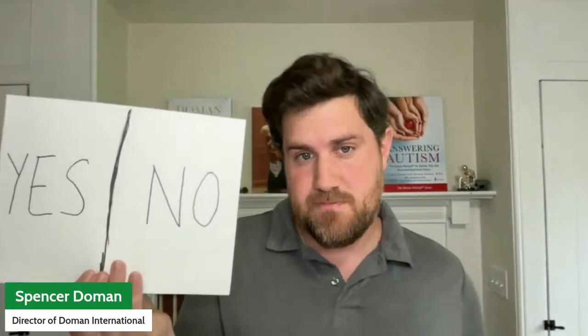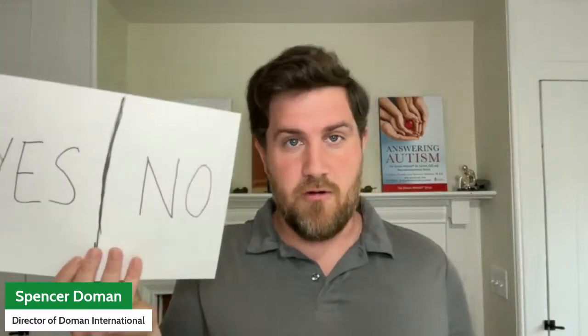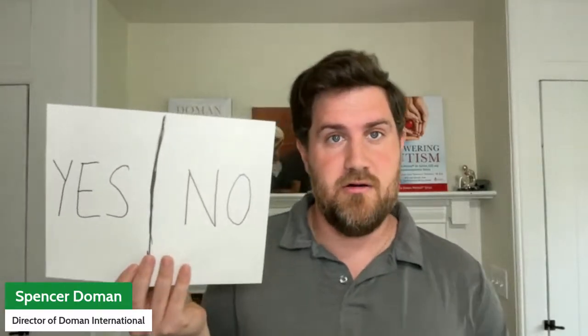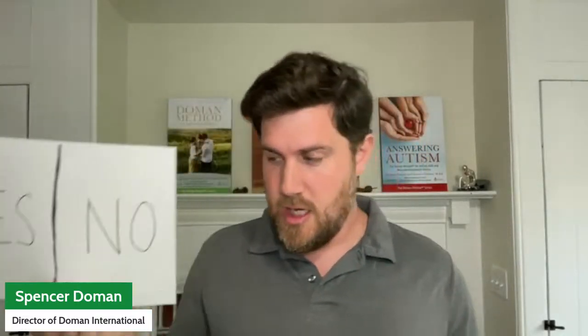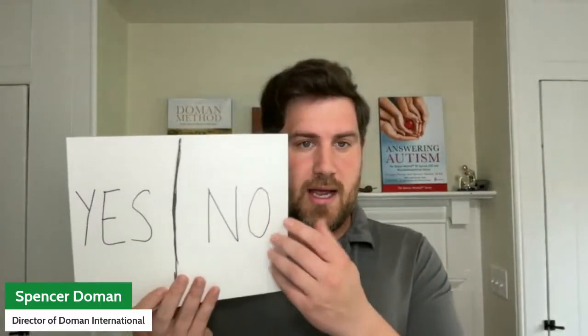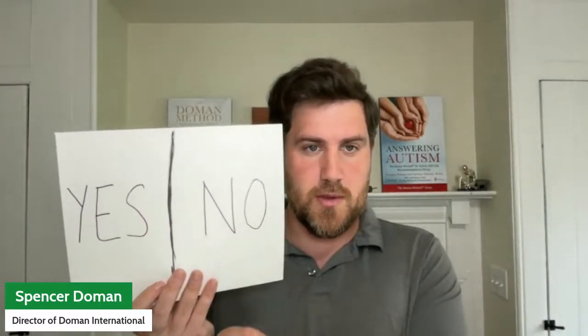And I think at Doman International we use augmented forms of communication. So for example, we will use something called a choice board, and it's our first, most simple form of augmented communication, or facilitated communication with the child. And the way this would work, you've got a simple yes and no choice board.